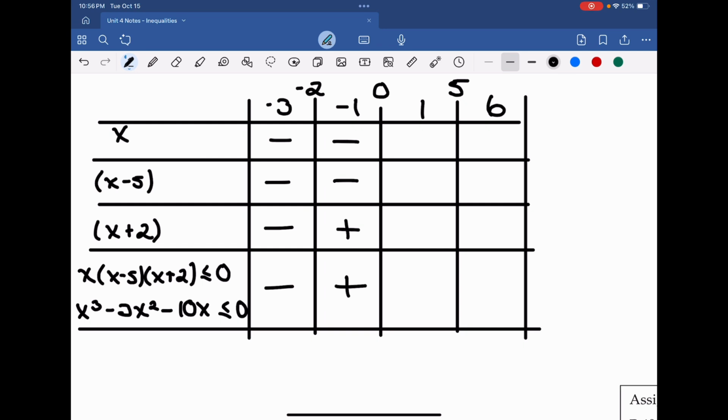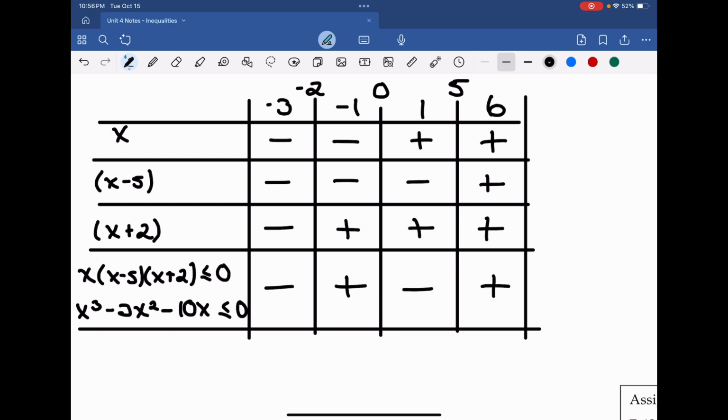Now we want to go into the next one where x is 1, it's positive. Where we have 1 minus 5, this is negative. 1 plus 2 is positive. This is going to give us positive times negative is a negative. So we want to make sure we put in a negative for our last one here. And then if we take 6 for x, that's a positive. 6 minus 5 is positive. 6 plus 2 is 8, which is also positive. Therefore, this is a positive region.